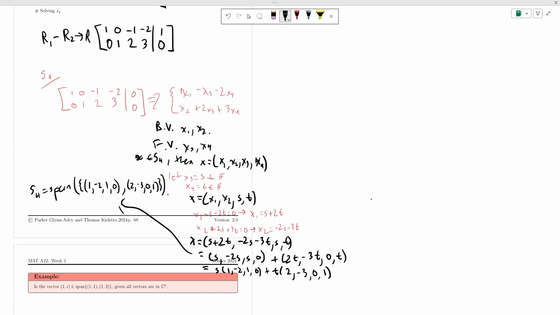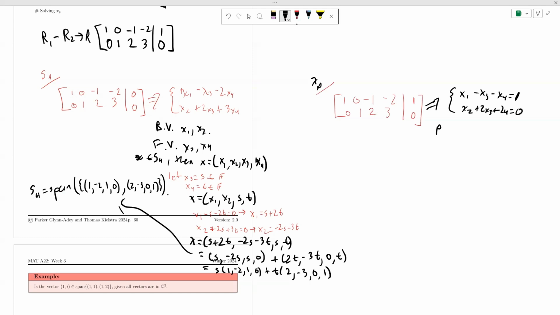So that's my xh. But now I'm going to solve for my xp. We're going to notice it's extremely similar steps. Extremely similar. 1 0 minus 1 minus 2 0 1 2 3. But now I go back to my homogeneous portion, and this gives me the system of equations x1 minus x3 minus x4 equals 0, and x2 plus 2x3 plus 2x4 is equal to 1, and this is equal to 0.